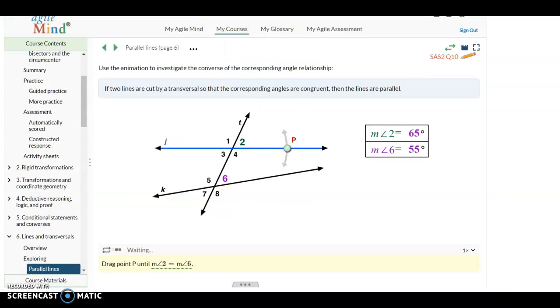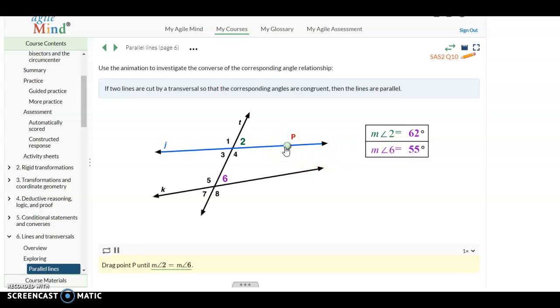So if we look at this animation here, right now it's very clear to see that these lines are not parallel. If they extended forever, they would eventually intersect. And you can see right now the angles 2 and 6, which are corresponding angles, are not congruent to each other. They do not have equal measures.